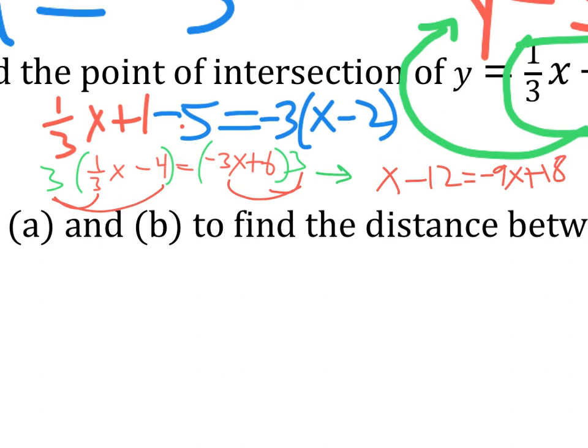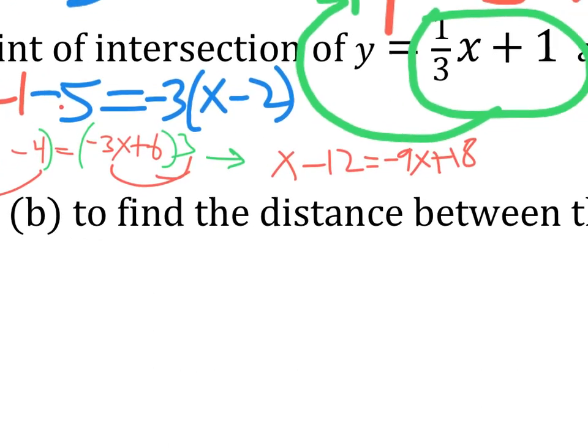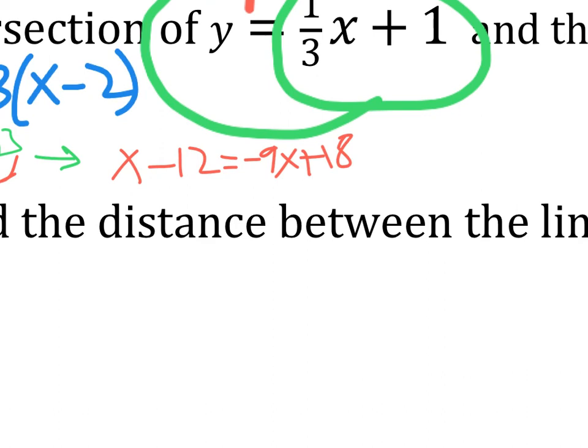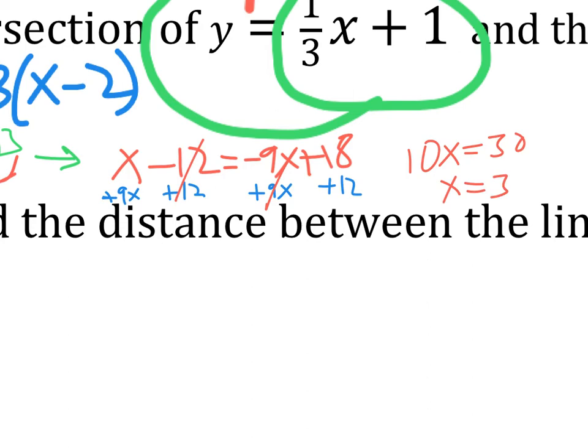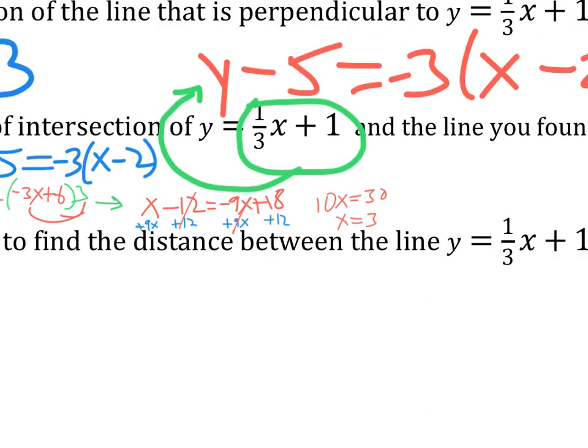All right, that should be fairly easy to solve. Let's get all the x's onto one side. Let's add 9x. And then let's get these constants out of here while we're at it. Add 12. And so we end up with 10x equals 30. These canceled, those canceled. And so x is 3. Well, that's nice. So x is 3.